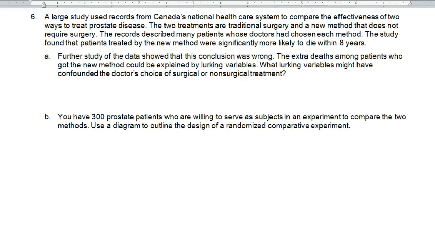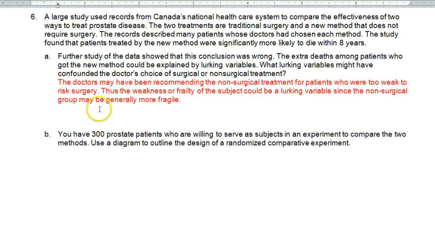So if you were to conclude that, oh well, look, the new non-surgical method is dangerous because more people are dying from it, then that could easily be a false conclusion, when really it's because of the lurking variable that the people who were recommended for the non-surgical treatment were more fragile and vulnerable to begin with. Alright, and here I've written up what I just said.